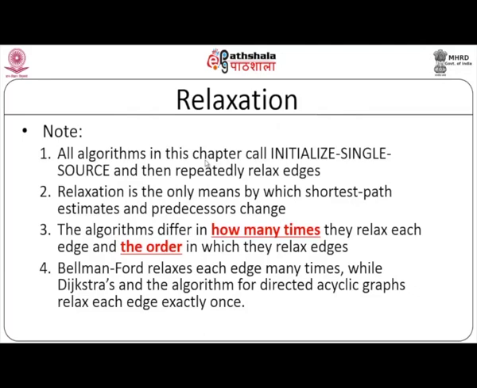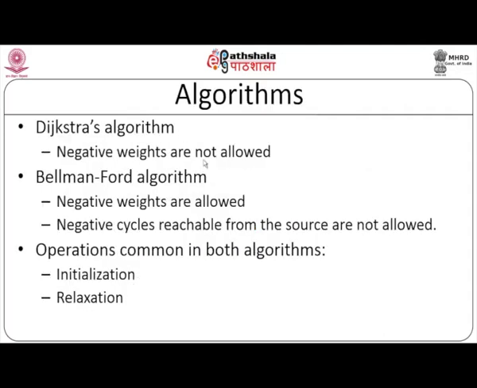Now, let us again talk about relaxation. All algorithms in this particular module will call initialize single source and then repeatedly relax edges. Relaxation is the only means by which shortest path estimates and predecessors can change. Remember, the estimates started with infinity, they can change, and the predecessors will also change. There are different algorithms which can be used to find the shortest path. The algorithms differ in how many times they relax each edge and the order in which they relax the edges. Bellman-Ford relaxes each edge many times, while Dijkstra's and the algorithm for directed acyclic graphs relax each edge exactly once.